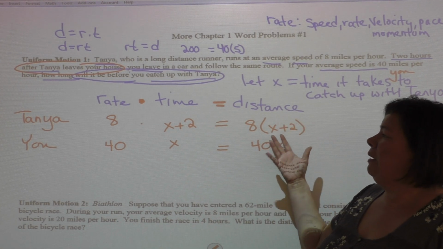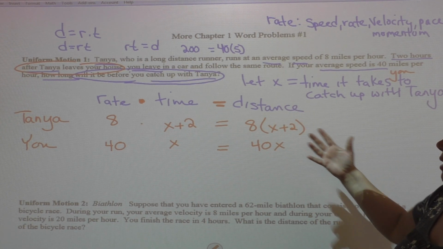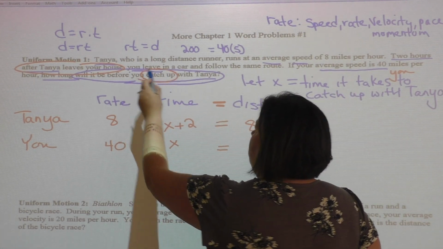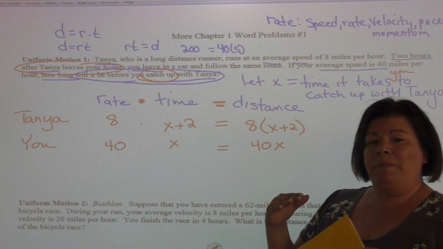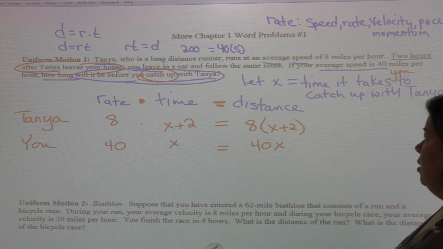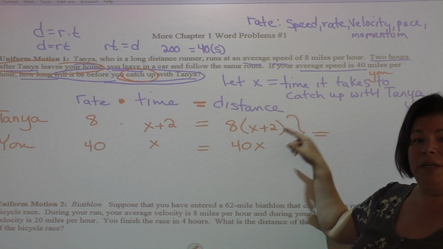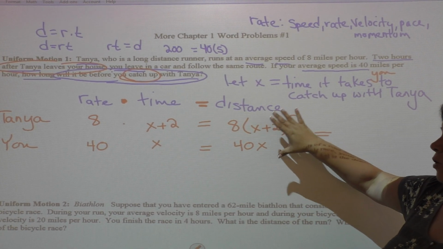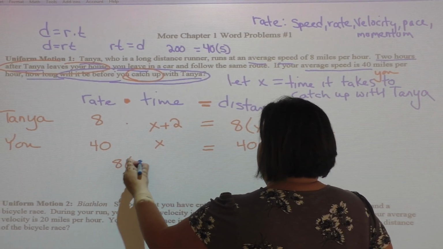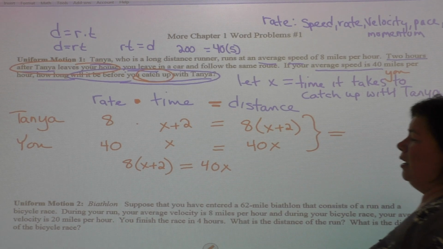Now, like I said, normally when it says total, we would add things together. But here, the question is how long before you catch up? So it's really important that you understand that catching up basically is saying, when are the distances of you and Tanya going to be equal? So in this case, we want to know when Tanya's distance is going to equal your distance. So we're going to set the equations equal to each other. It's a little different than what we're used to doing. But again, remember, you have to multiply 8 by the whole quantity X plus 2.